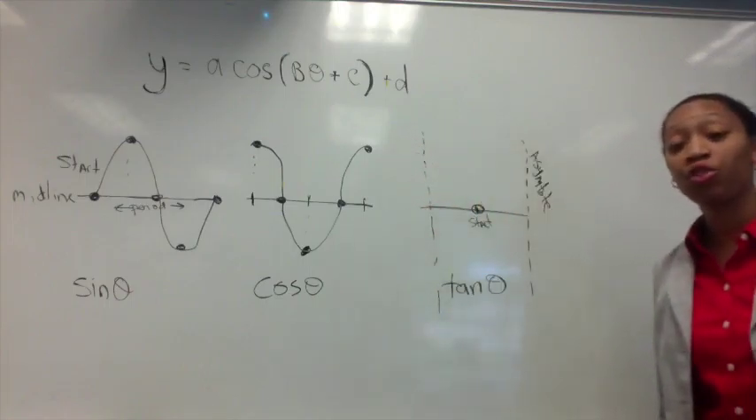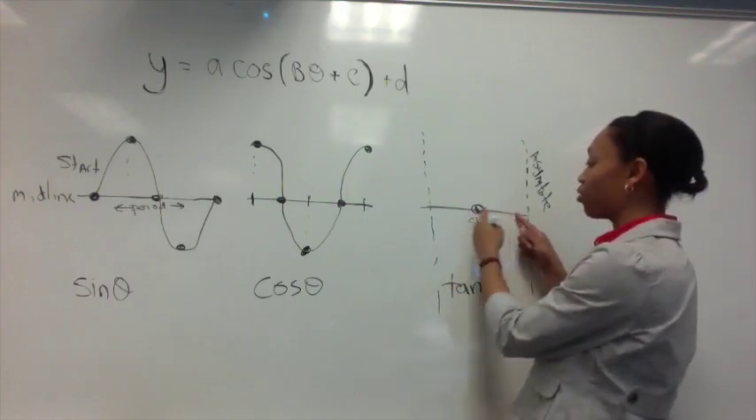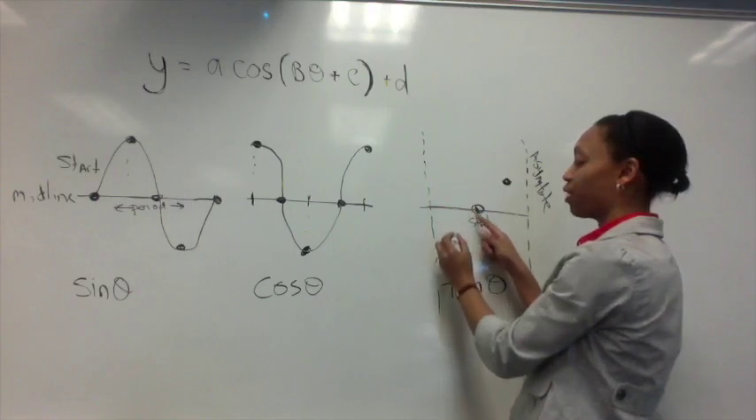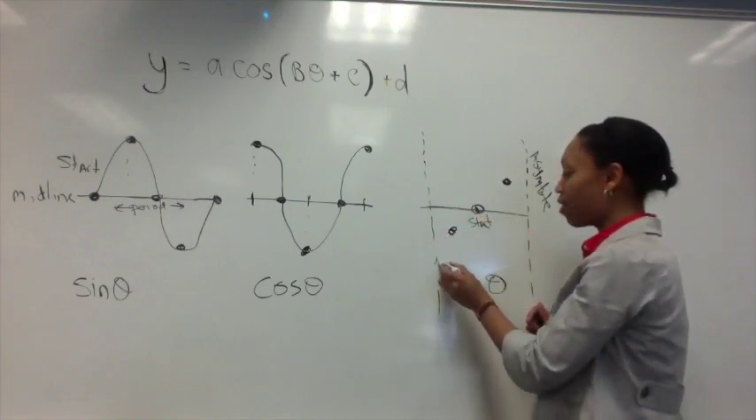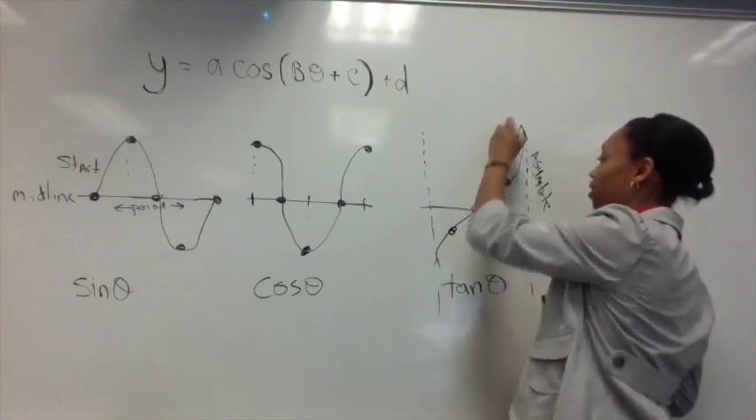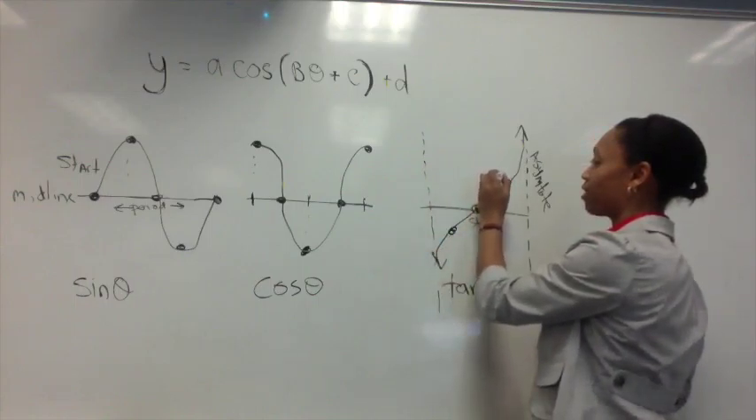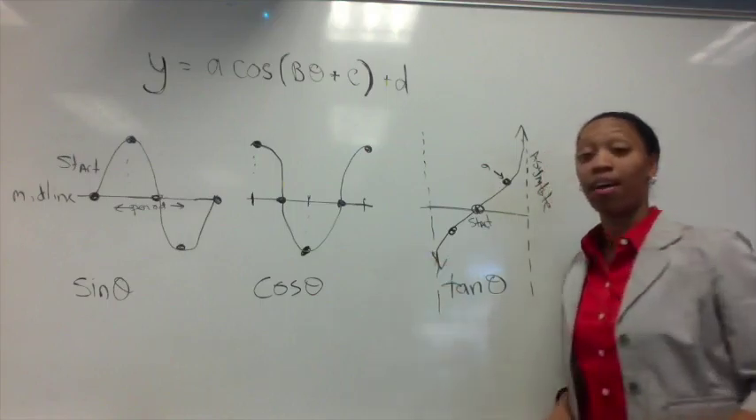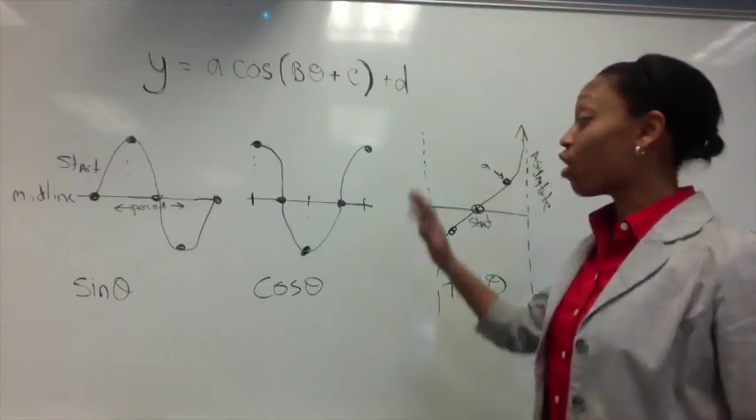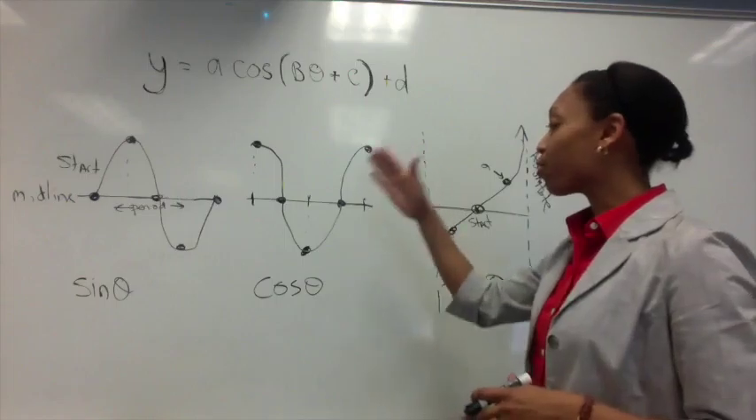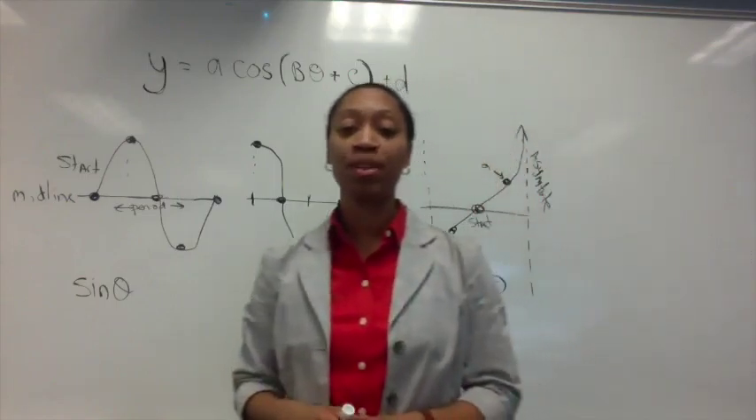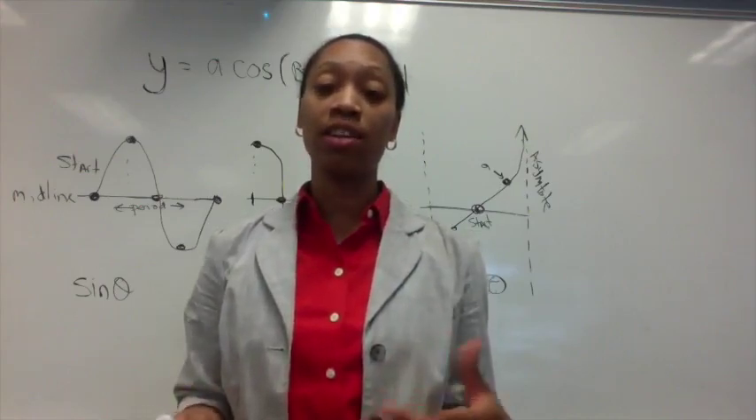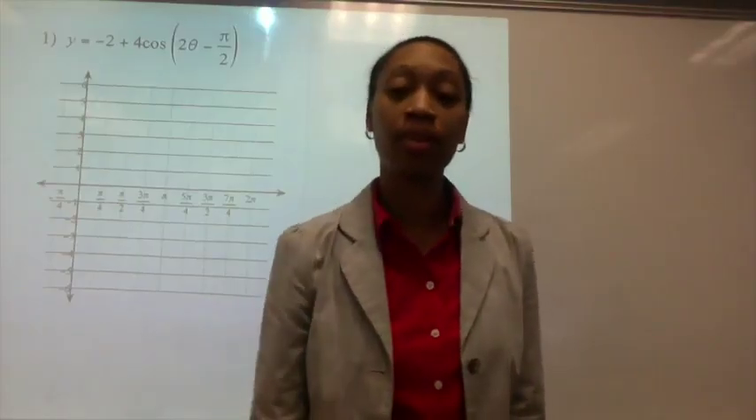Okay? And then after you draw in the asymptotes, halfway in between here, you come up to your amplitude, and halfway in between here, you come down to your amplitude, and then this is our A value right here. Then we can draw in our tangent graph. So that's how you can draw the basic shape for sine, cosine, and tangent. But let's look at some examples of drawing these that have shifts in them.